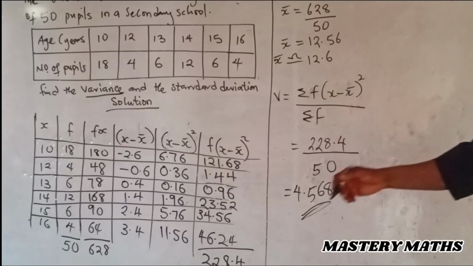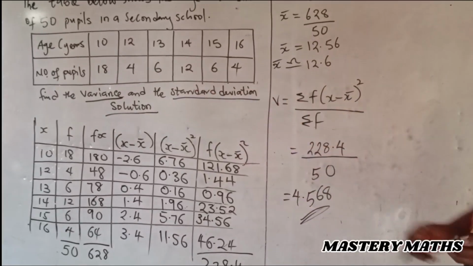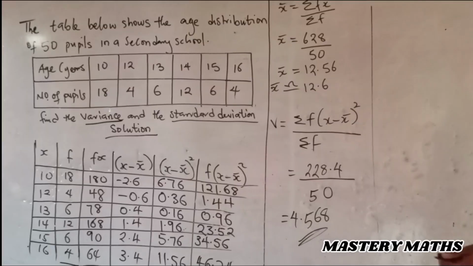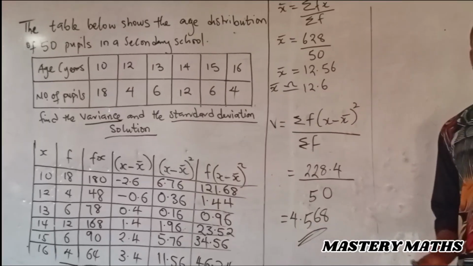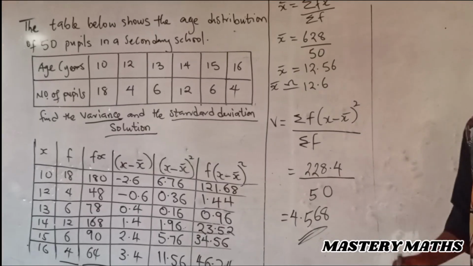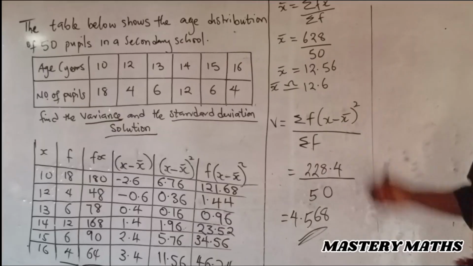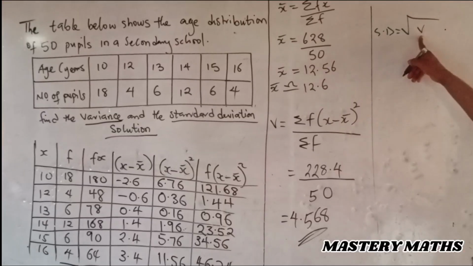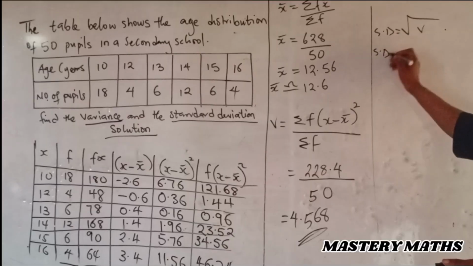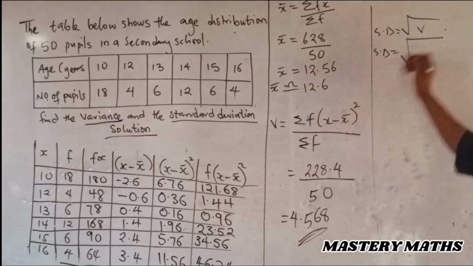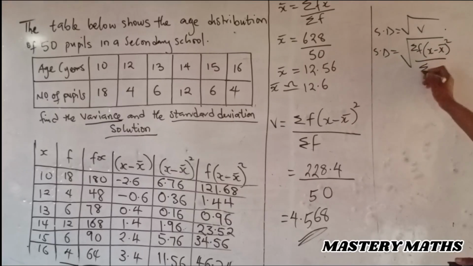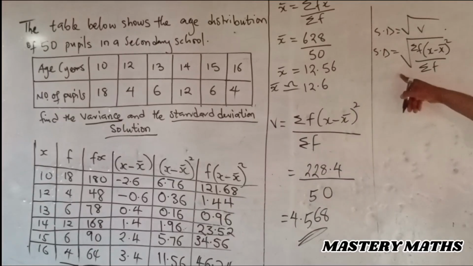Now what's the next question? The next question said the standard deviation. How do you solve for standard deviation? We are being told that standard deviation is the root of variance. So it means that our standard deviation is equal to the root of the summation f, open a bracket, x minus this, squared, all over the summation. You see it? That's standard deviation.